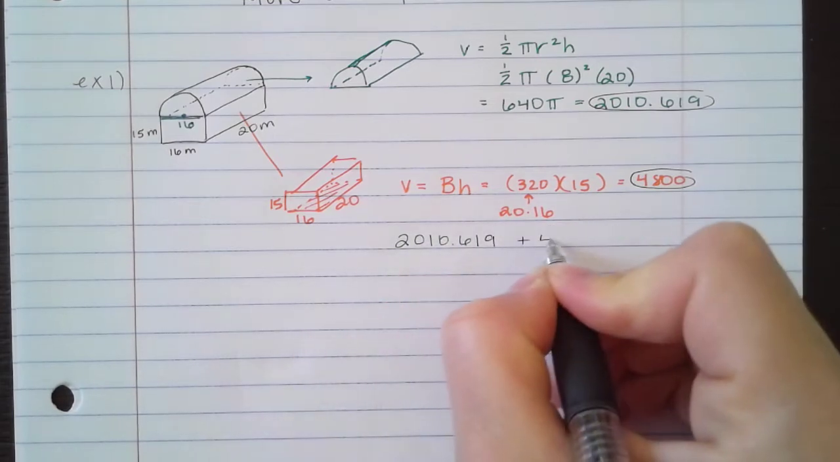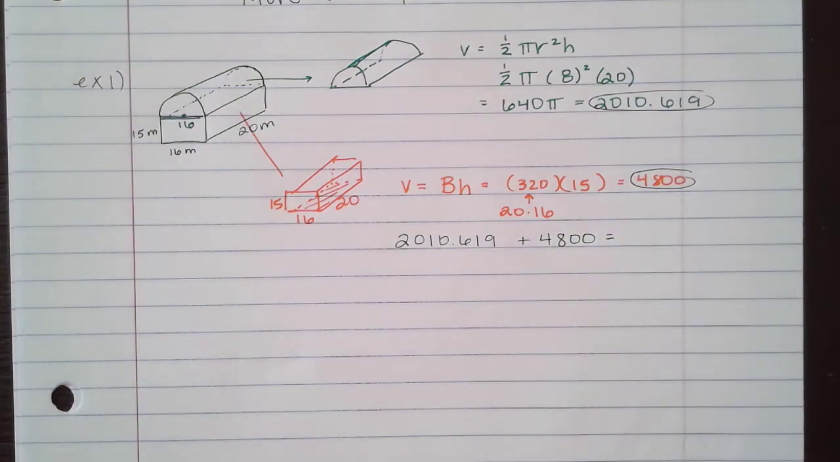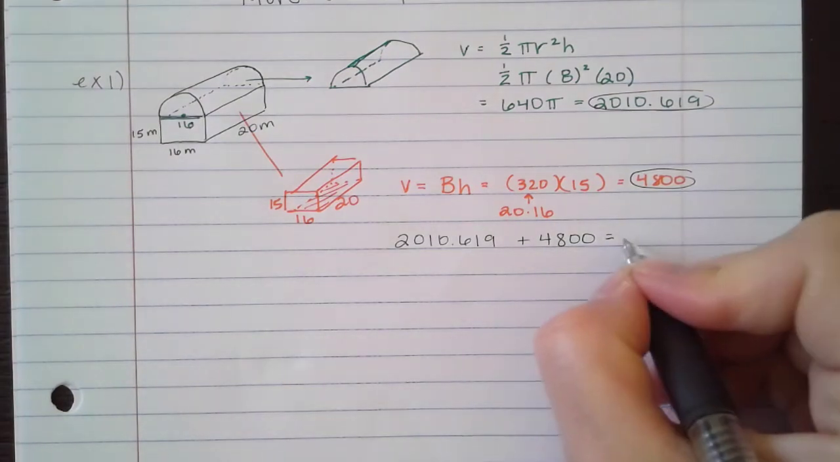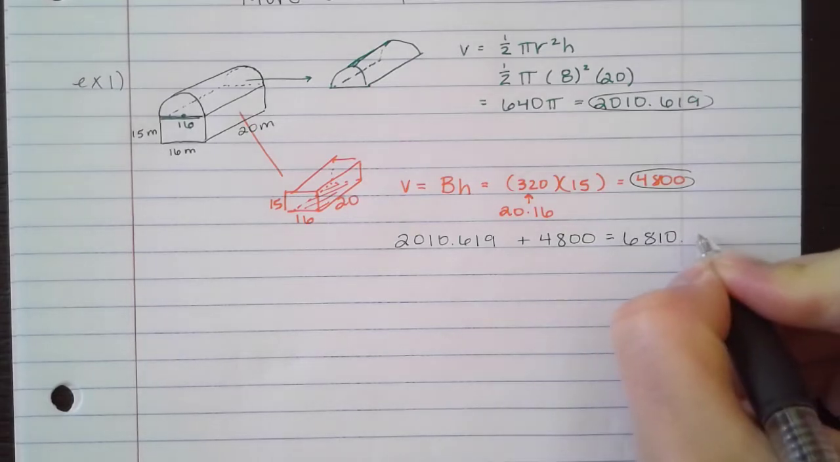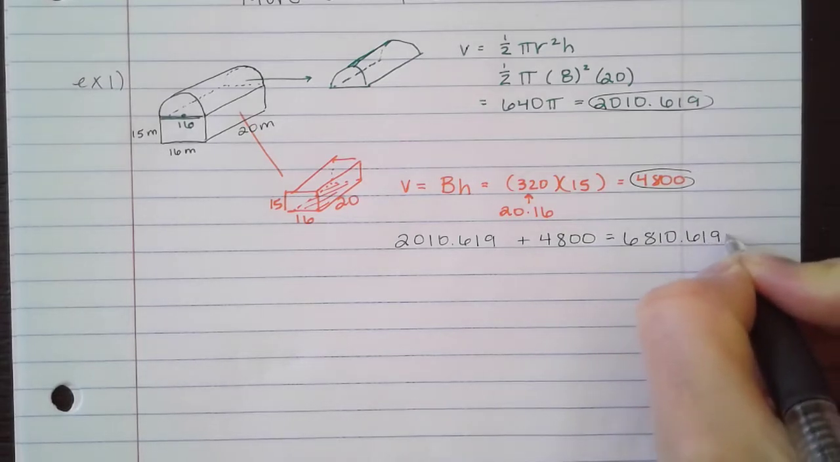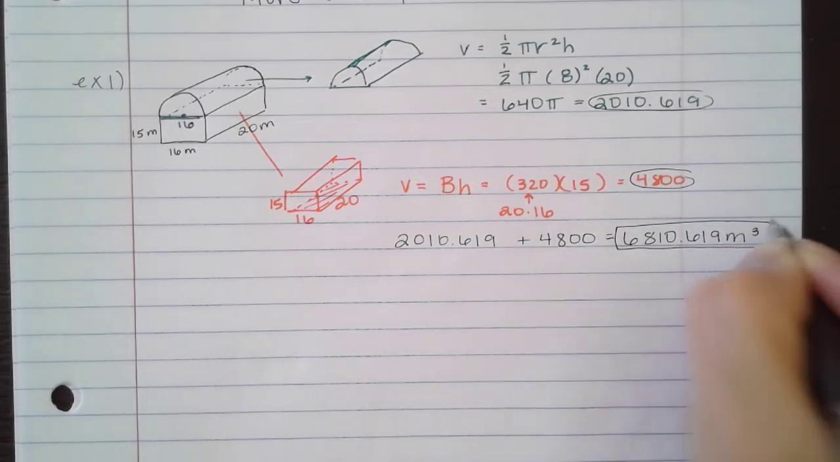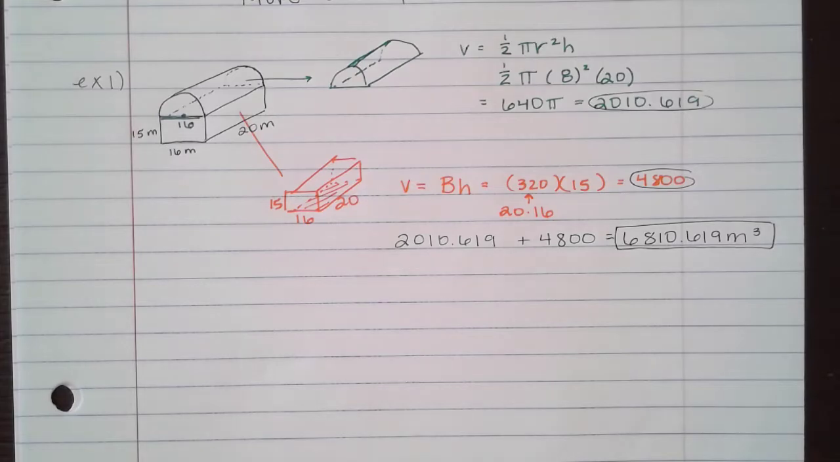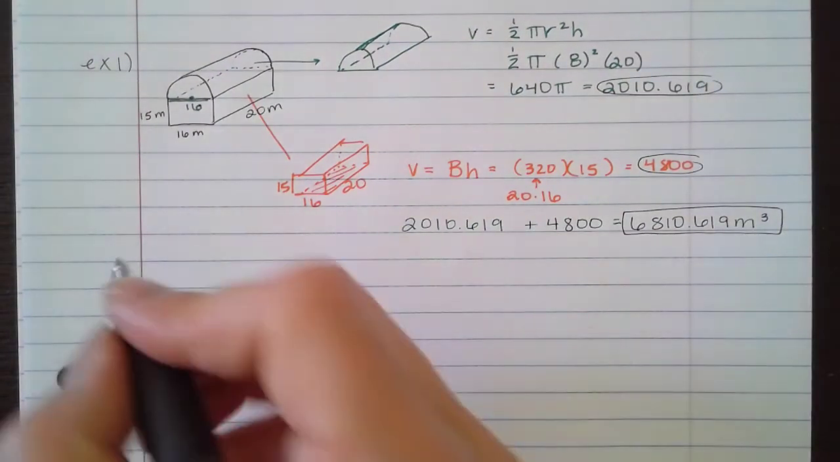2010.619 plus 4,800. Plug that all in your calculator and you're going to get your final volume, which is 6,810.619 meters cubed, because we are talking about volume. So we were able to kind of piece those two things together with really bad 3D drawings.